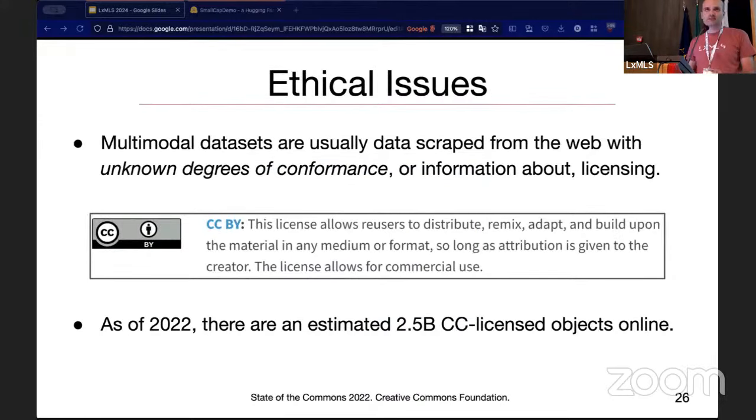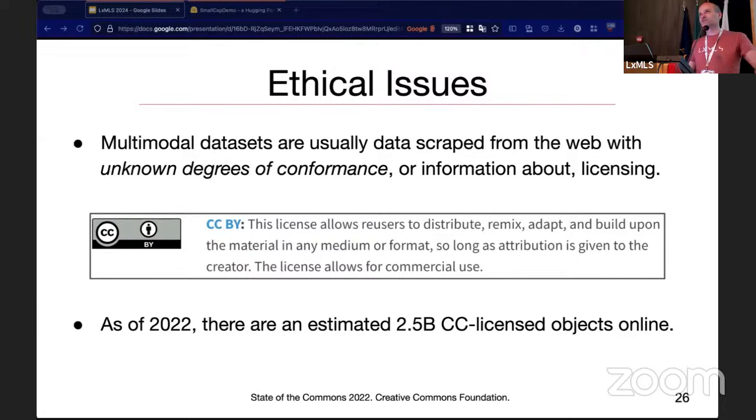There are also ethical issues with collecting data. I already touched on this when I spoke about the problem with the LAION-5B dataset. But multimodal datasets are increasingly being scraped from the web with unknown degrees of conformance about the licensing of the underlying data. And as of 2022, there were at least 2.5 billion Creative Commons licensed objects online. But these are not just images.